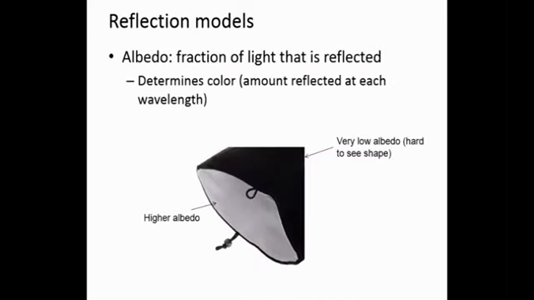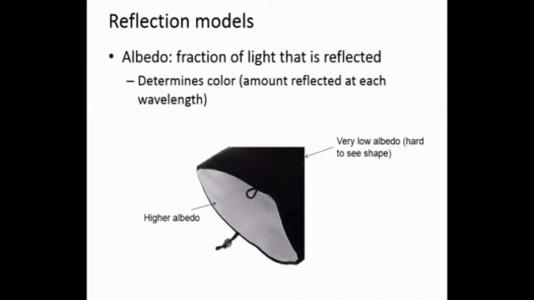So to review, albedo is the fraction of light that's reflected. It also determines the brightness and color of a material. For example, this is like a cloth bag. The outside of the bag has very low albedo, and the inside of the bag, which has a white lining, has a higher albedo. More light is reflected from the inside.